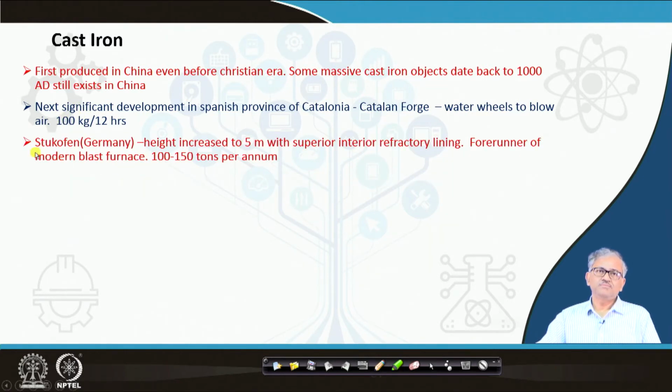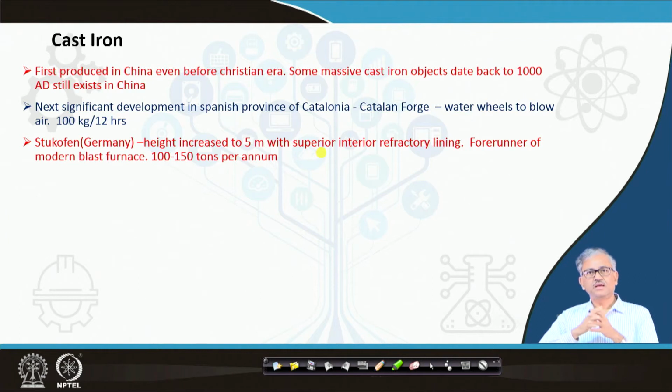And then came the Stuckofen, okay, in Germany. In that Stuckofen furnace, the height was increased to 5 meters, and a superior refractory lining was there to restrict the heat loss to the atmosphere.